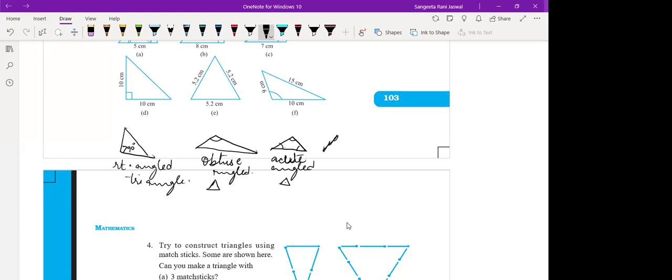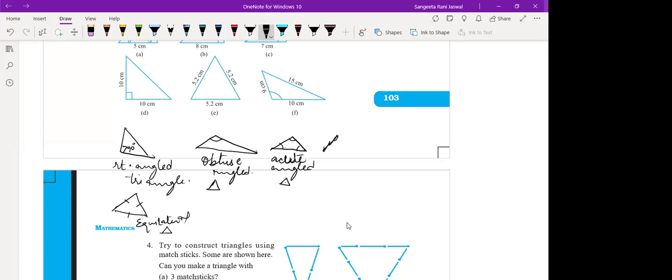Now classification on the basis of their sides. Suppose I have a triangle whose all sides are equal. Neha, what will I call that triangle? Ma'am, equilateral triangle. Very nice. That is an equilateral triangle.